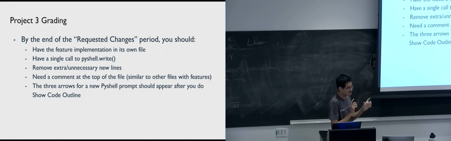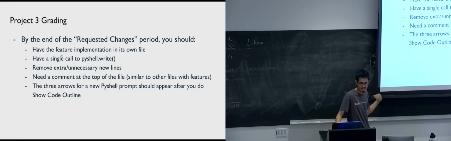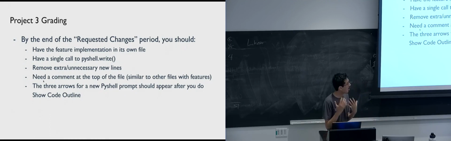Try changing your code to have a single call to PyShell.write. This is another one that we're going to request. And then stuff you've seen before, like removing extra or unnecessary new lines. And then this other one is pretty interesting. It's having a comment at the top of the code outline file.